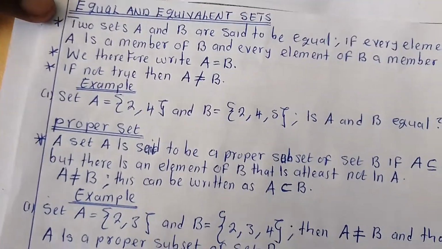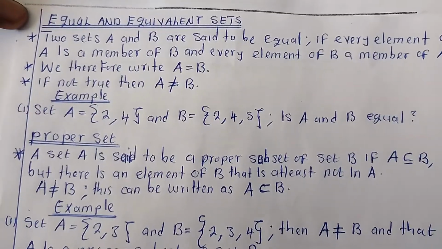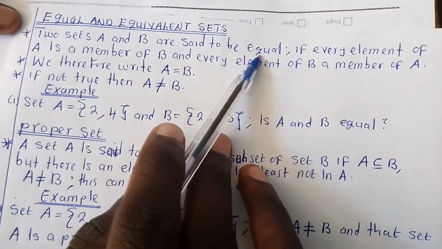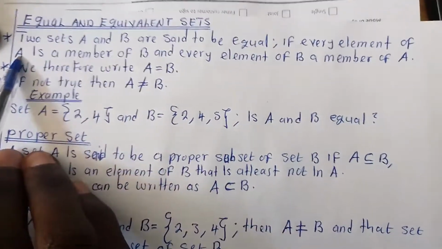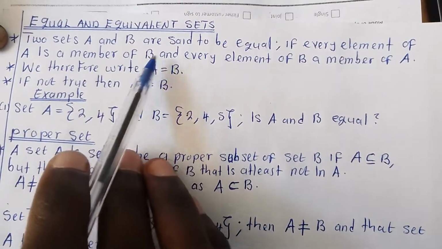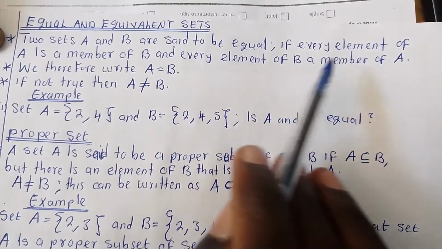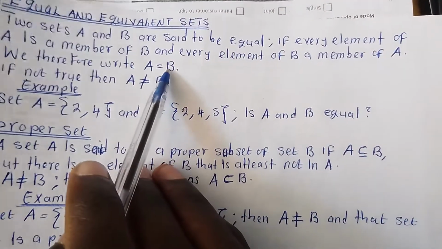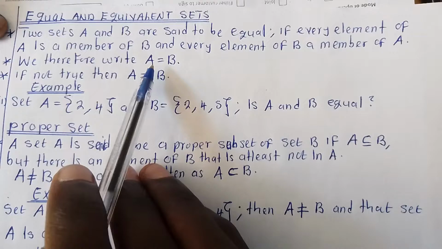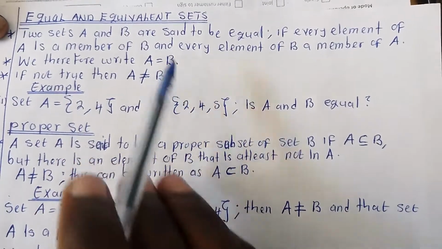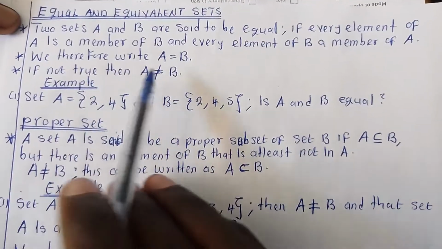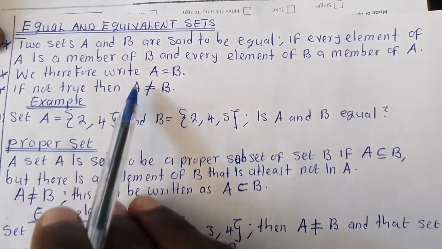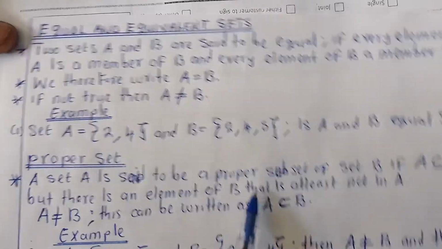Equal and equivalent sets. Now, two sets A and B are said to be equal if every element of A is a member of B and every element of B is a member of A. We therefore write A is equal to B. Now we put an equal sign to simply state that whatsoever A contains is also in B. Now if not true, then A is not going to be equal to B. It means that the elements that are in A are not in set B. So this is the concept.